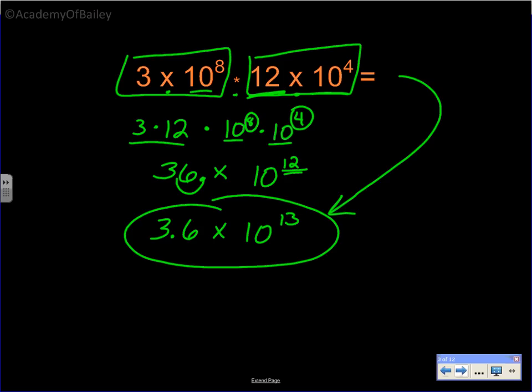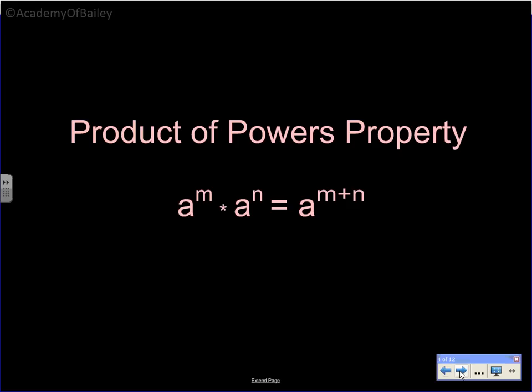What is this called? This actually does have a name. This is called the product of powers property. If you have a raised to the m power times a to the n power, that's going to equal a to the m plus n power. And we notice they have the same base of a. The product of powers property. If you need more time, pause it. I'm moving on to the next slide.